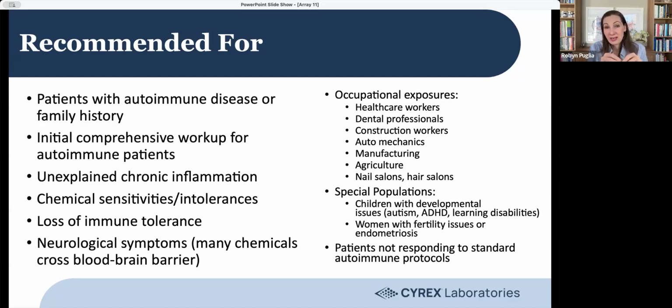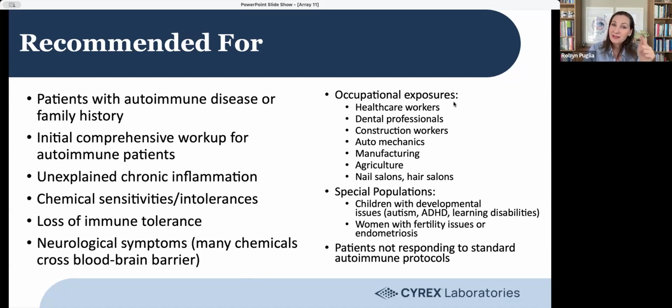Any unexplained chronic inflammation, anybody with chemical sensitivities or multiple chemical sensitivity or loss of tolerance to chemicals, anybody with loss of immune tolerance, which includes significantly poor oral tolerance to foods, but also, of course, loss of self-tolerance, and the spectrum of neurological symptoms. Anybody that has neurological inflammation of any kind, many chemicals can cross the blood-brain barrier, but remember that chemical exposures can also create blood-brain barrier permeability.